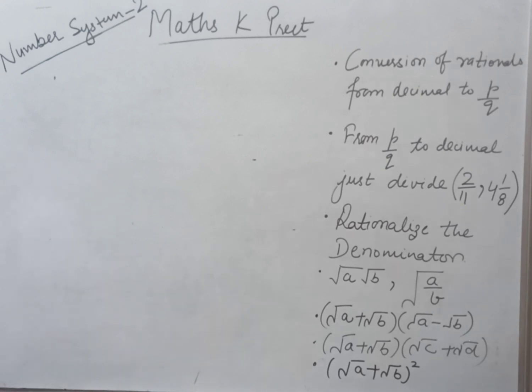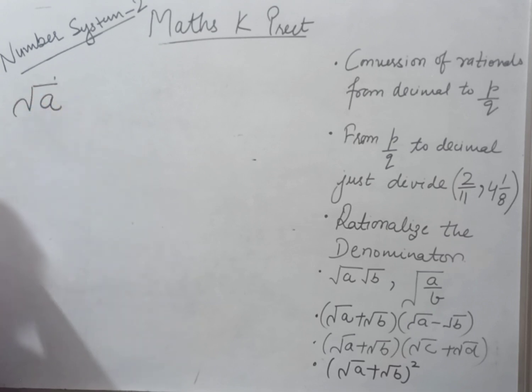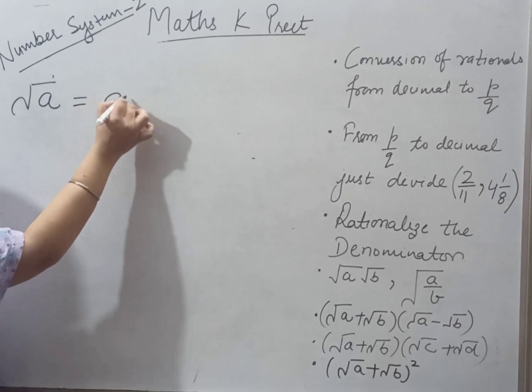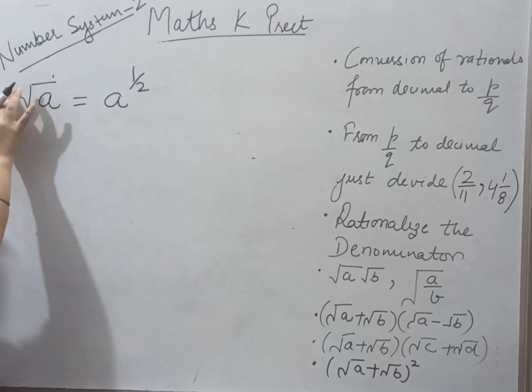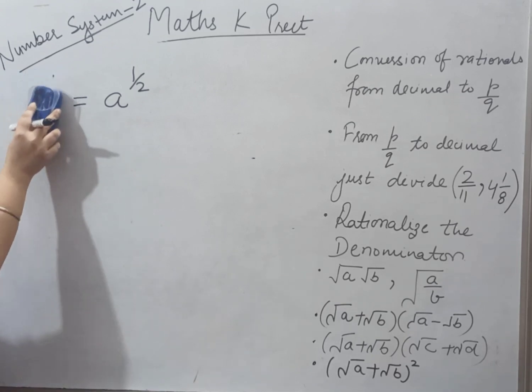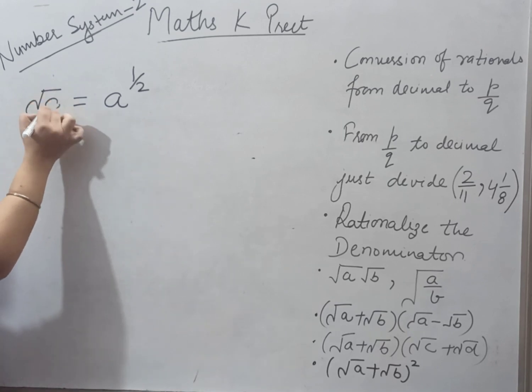Before that, I would like to teach you a few identities. If I am writing root a or square root of a, this means it can be written as a raised to power 1 by 2. This is the meaning of square root. If I write 2 here, it's the same, nothing is different. Whether someone is writing 2 or not, the symbol means 1 by 2.